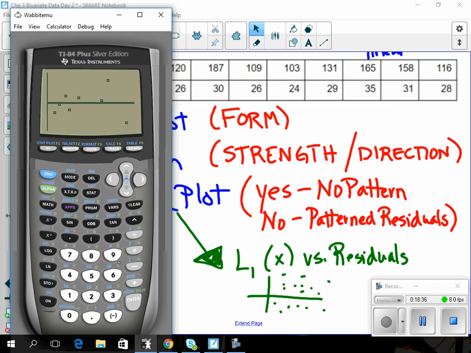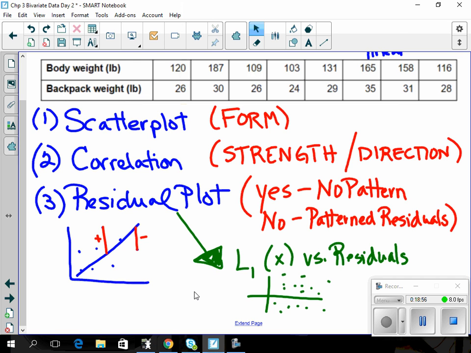What would you say to this residual plot? I don't think there's enough data points to really say definitively that there's a pattern. One of the patterns that does come up in residual plots is this pattern.